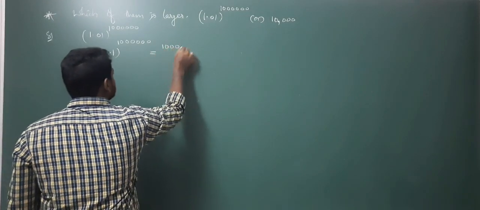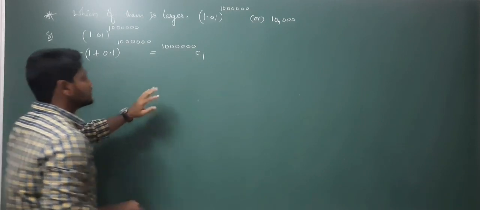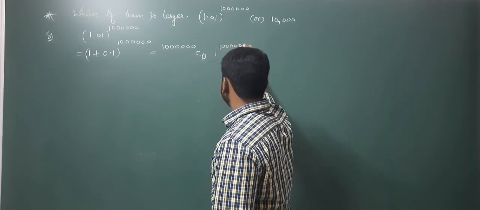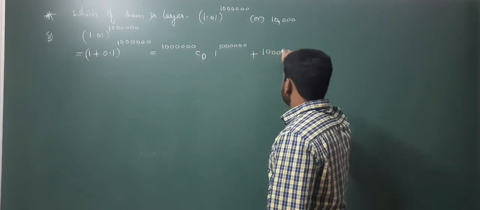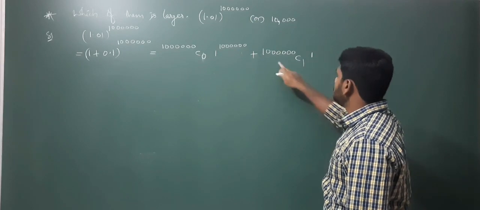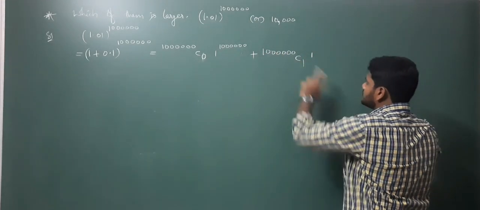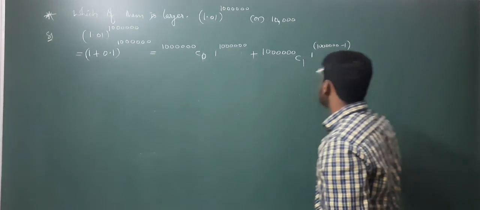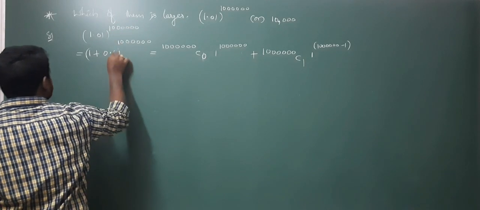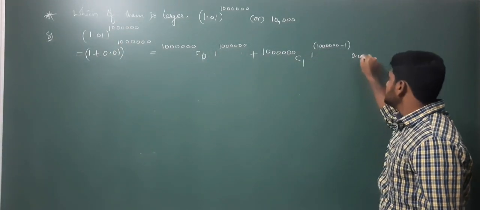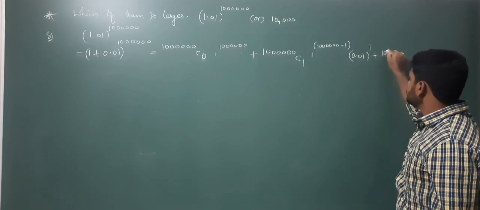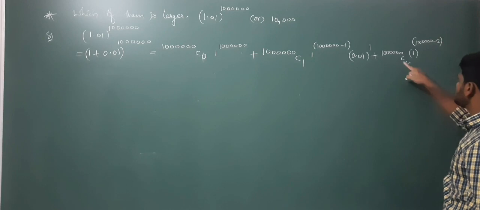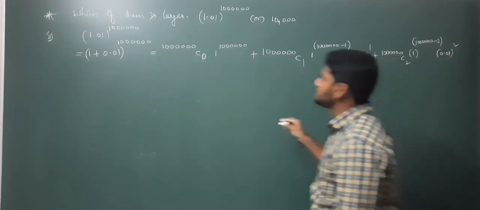So it will be equal to 6-zero c0 into 1 power 6 zeros, plus 6-zero c1 into 1 to the power of that minus 1, into 0.01 whole to the power of 1. Next one will be 6-zero c2 into 1 to the power of 6 zeros minus 2 into 0.01 whole square, plus so on will be there, right or not?